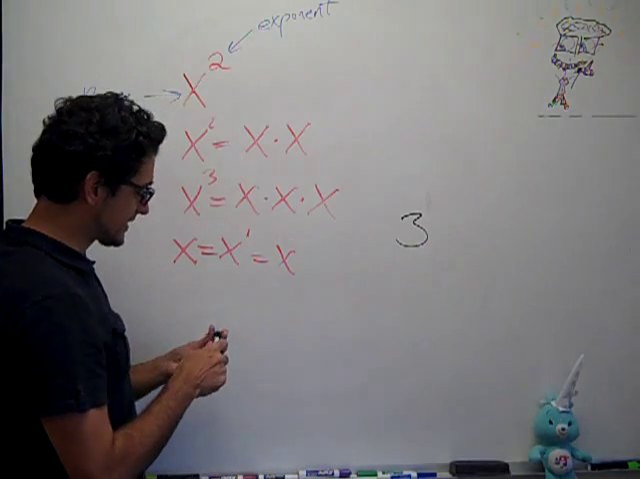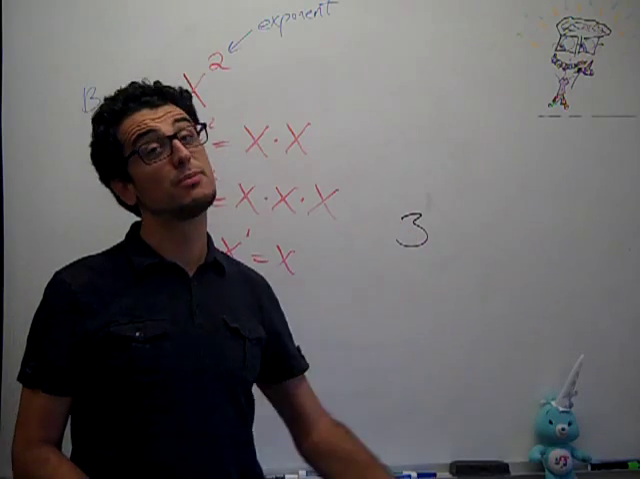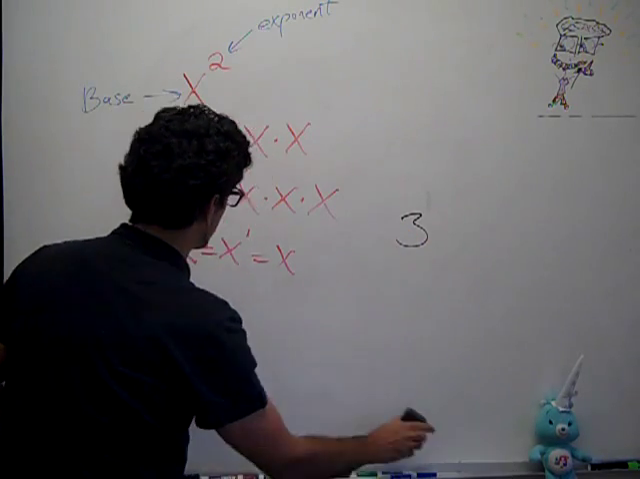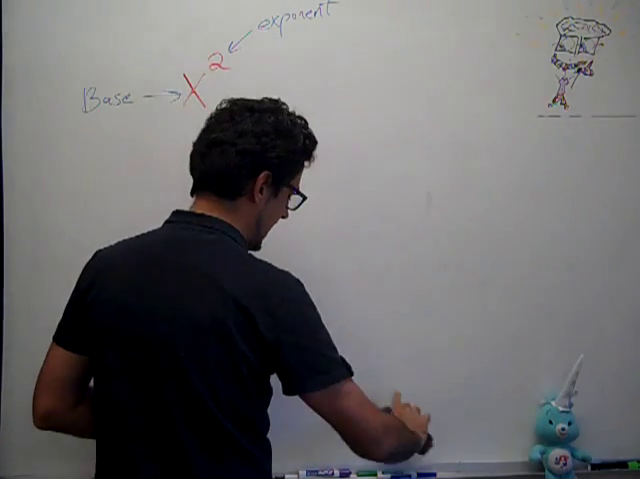But the idea is that if I just have a variable by itself, it really has an exponent of 1, to the first power. So that is the idea.